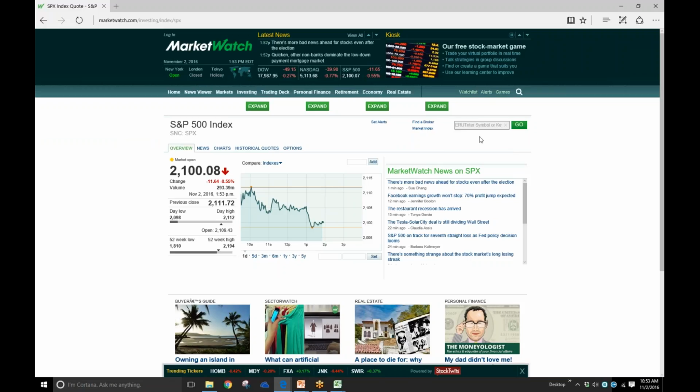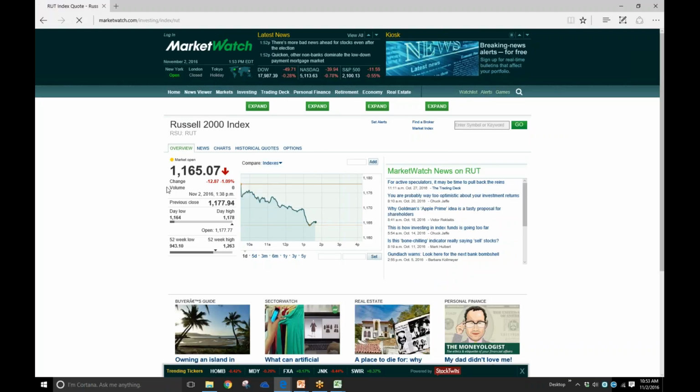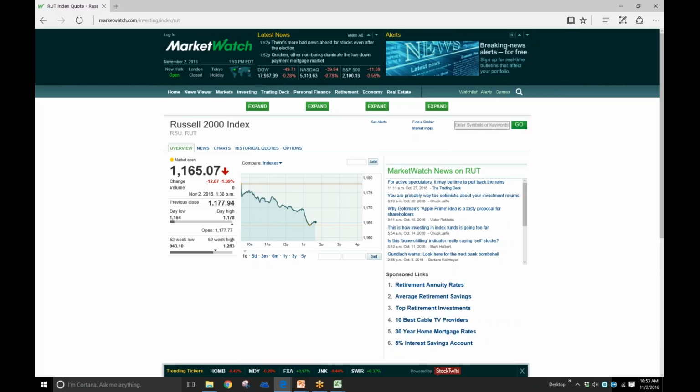I enter the symbol. Come on, clear. Okay, that's the symbol for the Russell 2000, RUT. Eventually it's going to show me, if my internet wants to cooperate. There's the Russell 2000. I can see what it's doing today. It's not doing very well today. It's lost 1.09. What's it done in the last 3 months? What's it done in the last year? What's it done in the last 5 years?